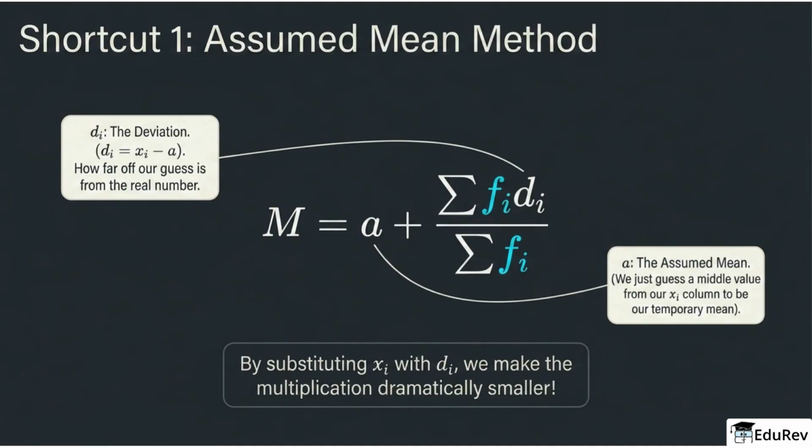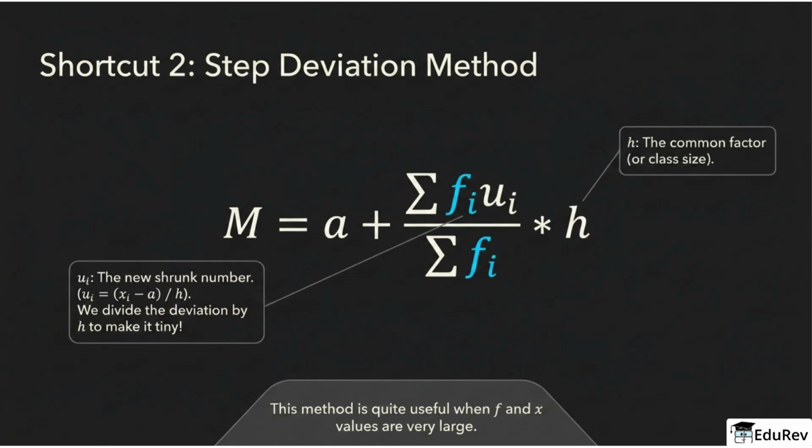This brings us to the step-deviation method, which is quite useful when your frequency and x values are very large. The formula is m equals a plus the sum of f sub i times u sub i divided by the sum of f sub i, all multiplied by h. Here, we introduce u sub i, which is the new shrunk deviation. It is calculated as x sub i minus a all divided by h. We are literally dividing the deviation to make it tiny. The variable h represents the common factor or the class size.